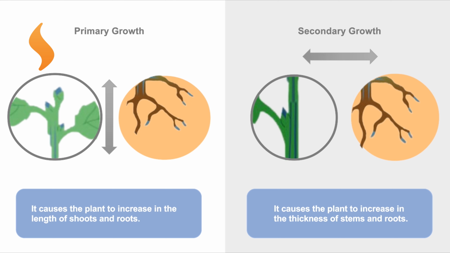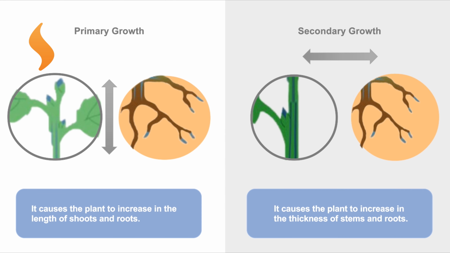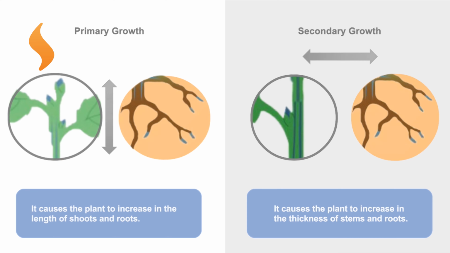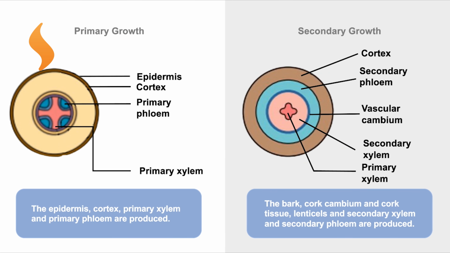Primary growth causes the plant to increase in the length of shoots and roots, while secondary growth causes the plant to increase in the thickness of stems and roots. During primary growth, the epidermis, cortex, primary xylem, and primary phloem are produced. Whereas during secondary growth, the bark, cork cambium and cork tissue, lenticels, and secondary xylem and secondary phloem are produced.